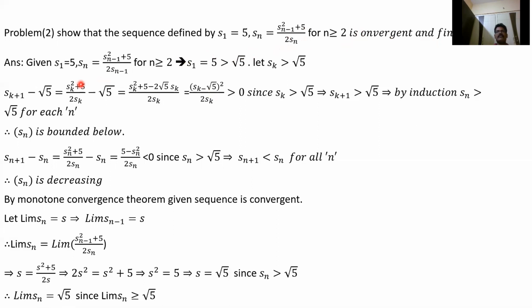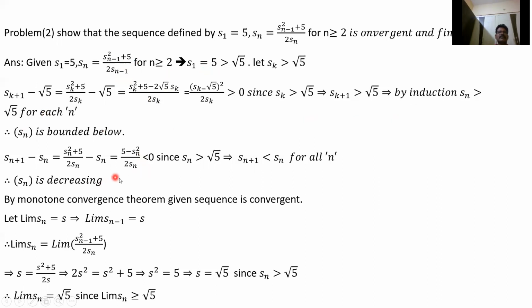First we see, here given S1 equal to 5, Sn equal to (Sn minus 1 square plus 5) by 2 Sn minus 1 for n greater than or equal to 2. So S1 is 5. Now I will show Sn greater than root 5, and then that it is decreasing.